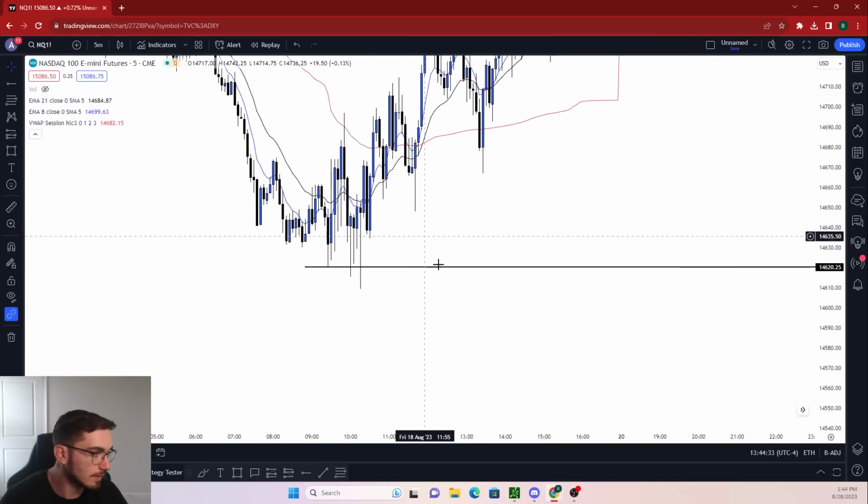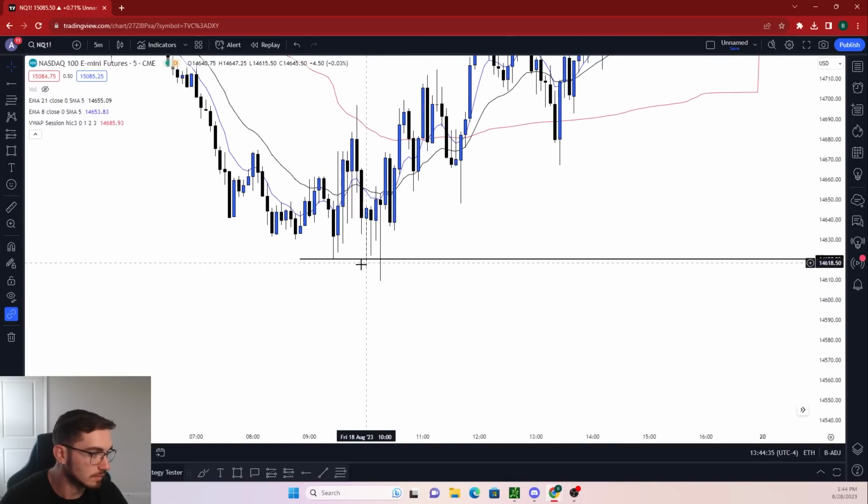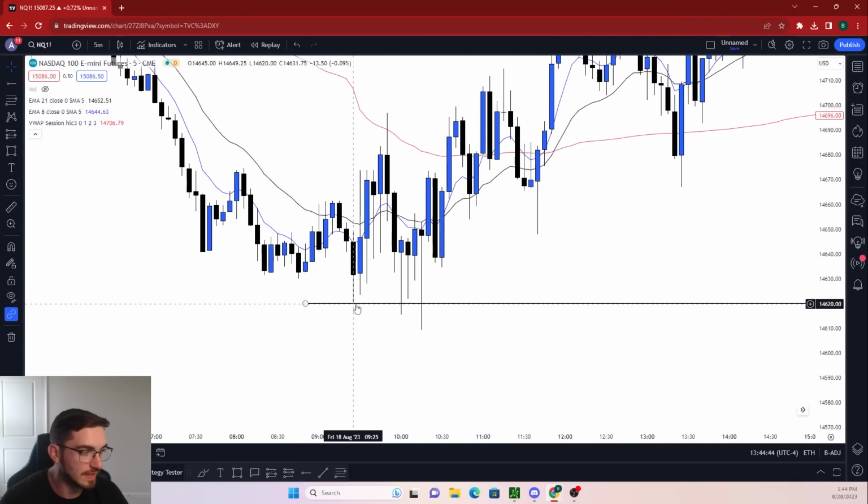So actually there was a very nice liquidity sweep over here. As you can see, it's marked on the chart. So looking at the overall price action, you can see that price ended up dipping below the area, got bought back up, and then same thing right here, dipped below the area and got bought back up.